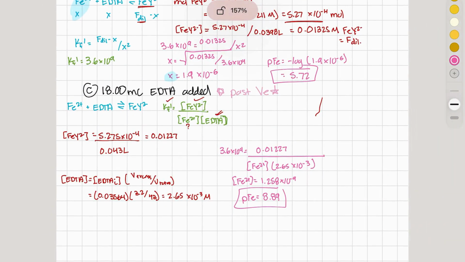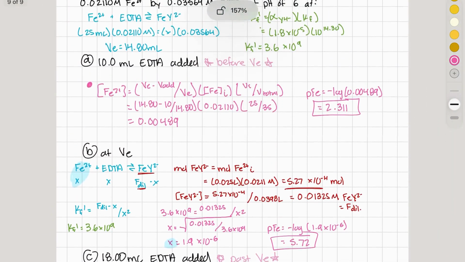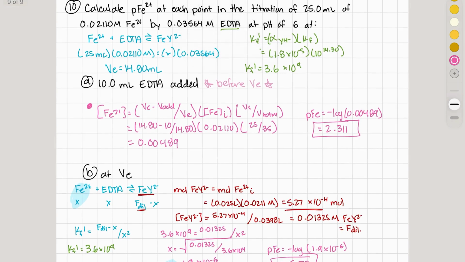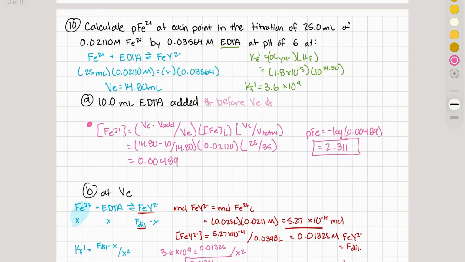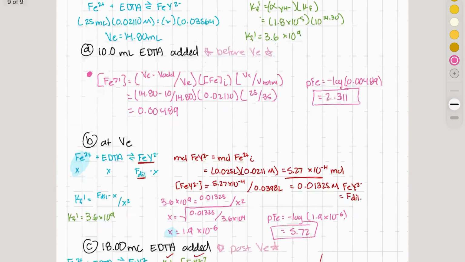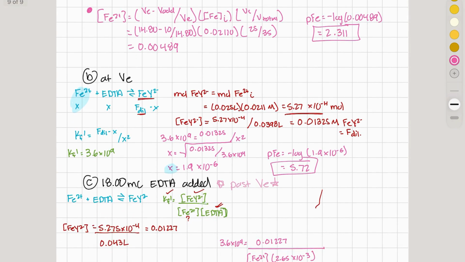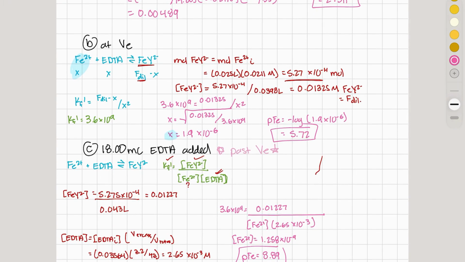And just like that, we have solved, once again, another titration, but this one with EDTA. So the things we needed to know were, whenever you're titrating with EDTA, how do you solve before, at, and after VE? So hopefully this helped a little bit.